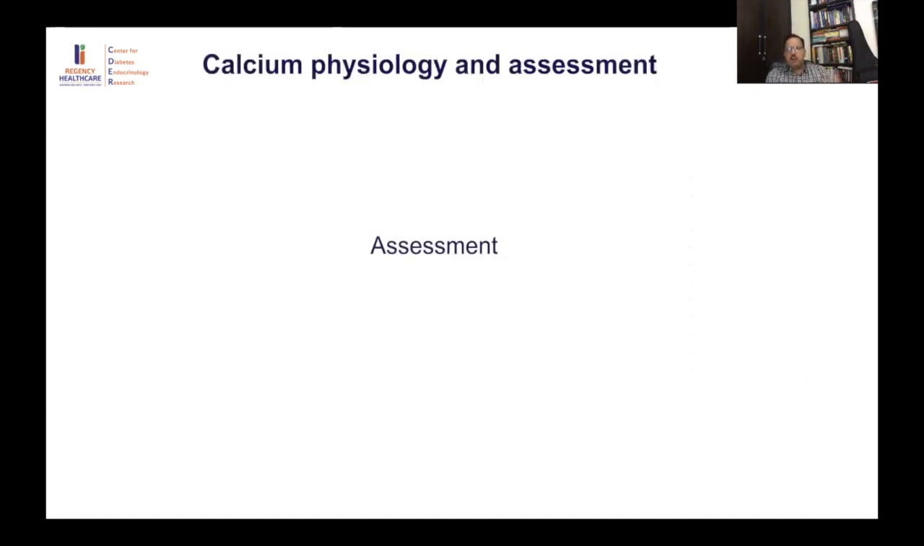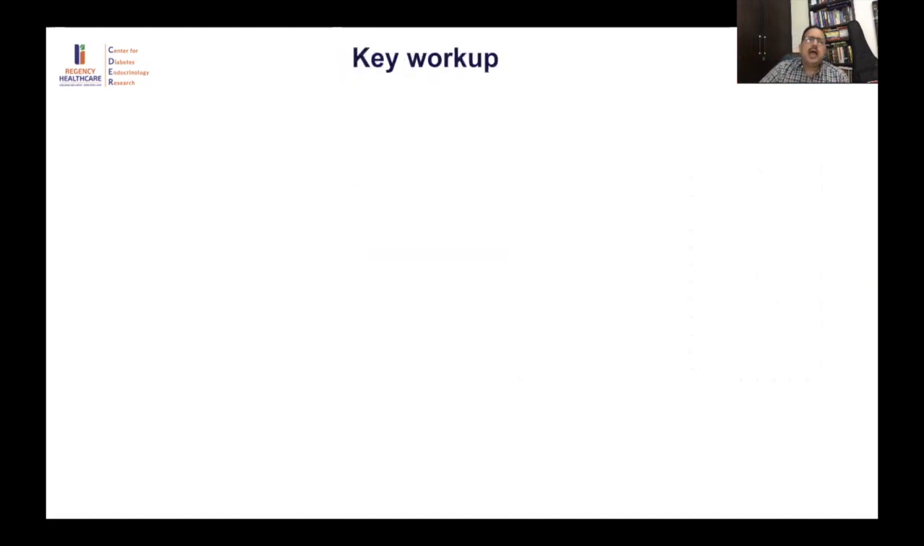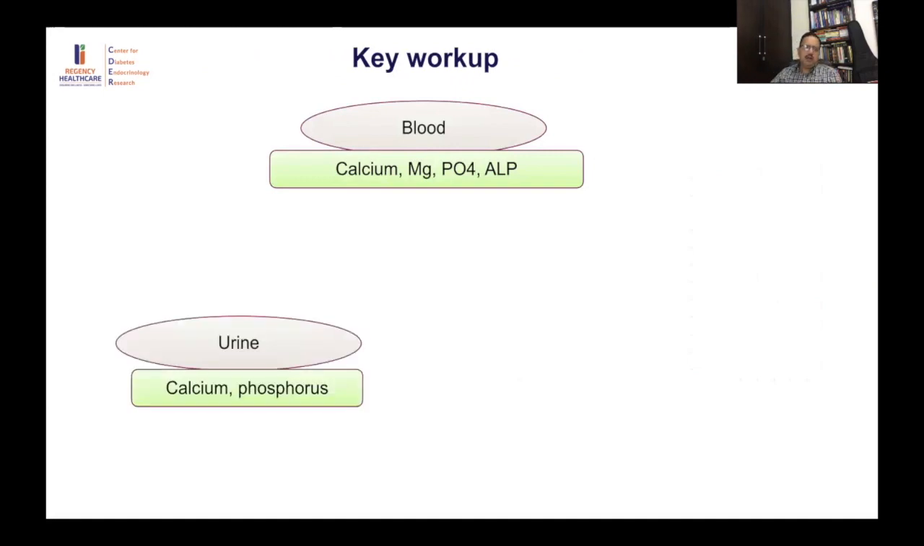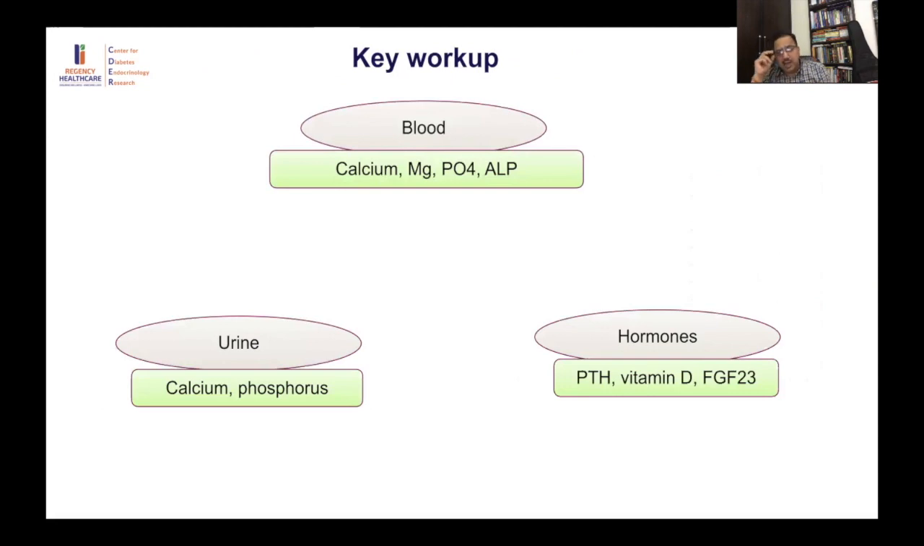So now we've talked about physiology and pathophysiology, now we'll talk about assessment. The key aspects to look at in any child who has a calcium problem: some basic investigations should be done in everybody, and they include blood levels of calcium, magnesium, phosphorus and alkaline phosphatase, urine levels of calcium and phosphorus, and finally the hormone levels, the PTH and vitamin D, very rarely FGF23. So we'll talk about each and every level as to how we do it and how we interpret.